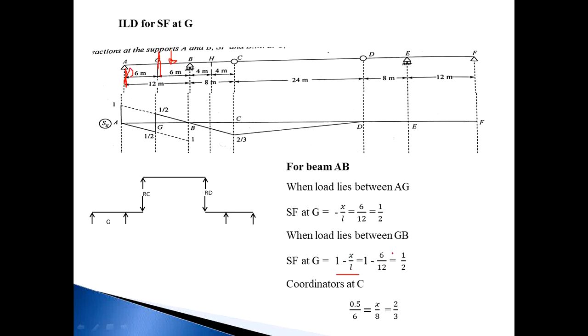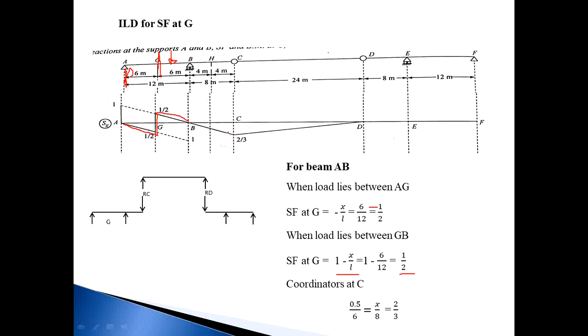1 minus X, where the X value is 6, divided by 12. So simplify this equation, you get plus 1 by 2. This is the minus 1 by 2 and this is the plus 1 by 2. So draw this sketch. When the load is between A to G, this is minus 1 by 2. When the load lies between G to B, this is plus 1 by 2.